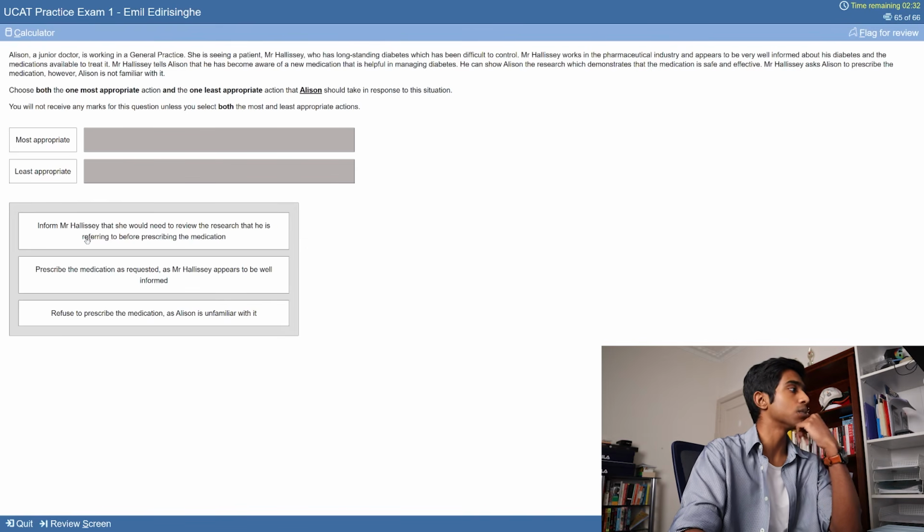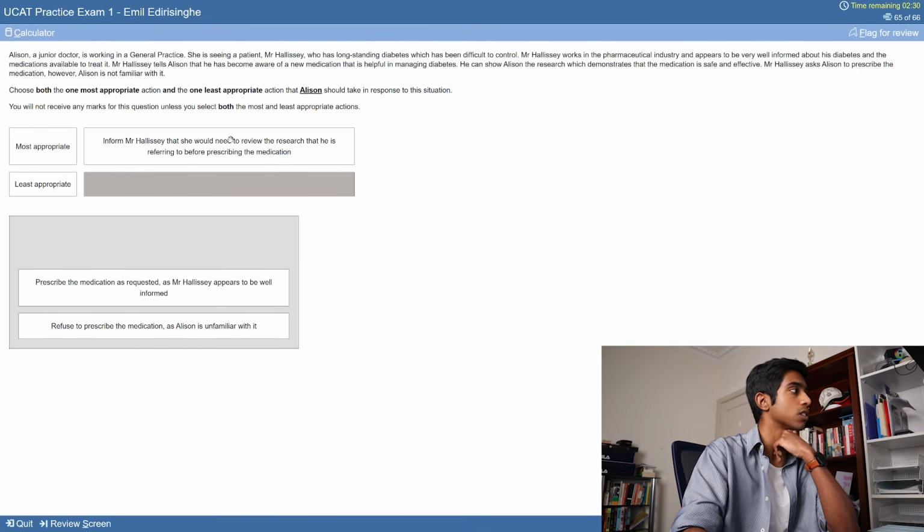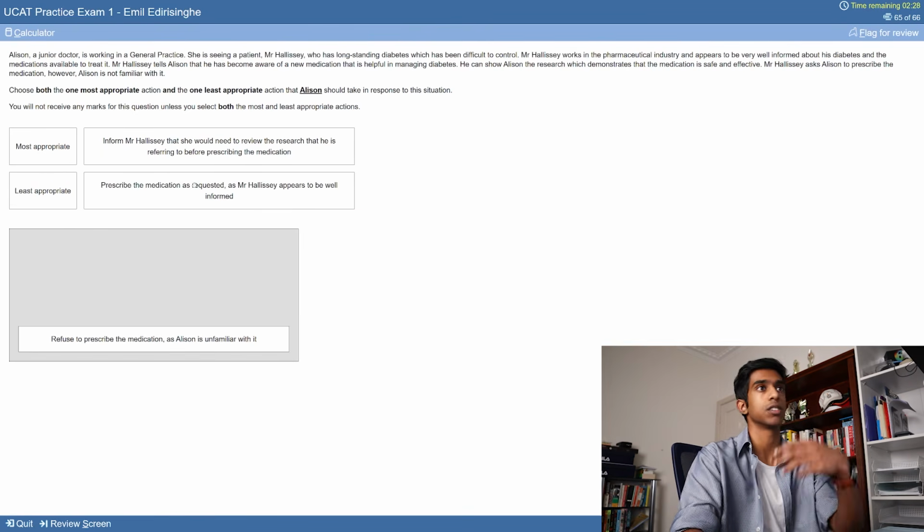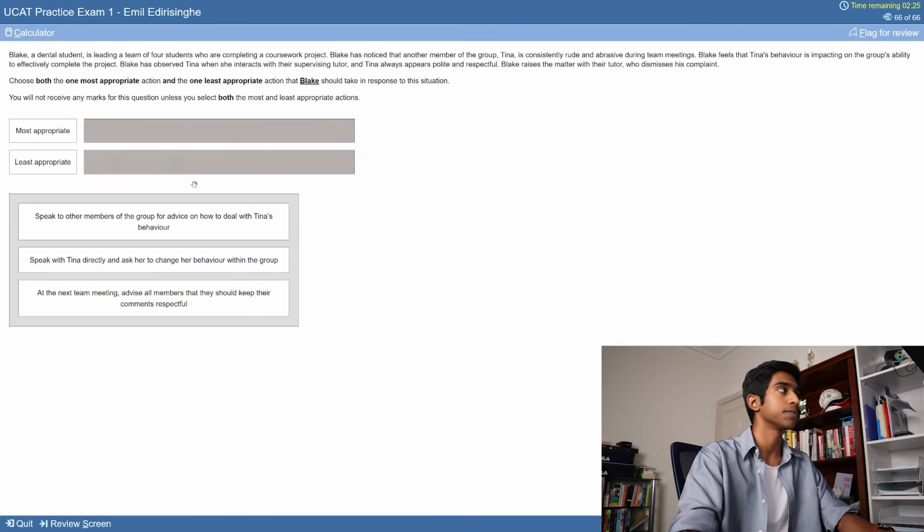So yeah, I think it's most appropriate that she does some more research, and it's probably least appropriate to just prescribe it because she doesn't know the dangers of that medication.